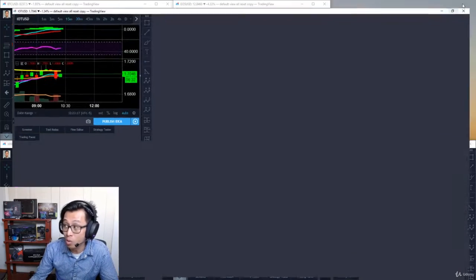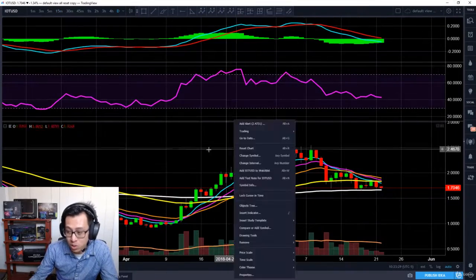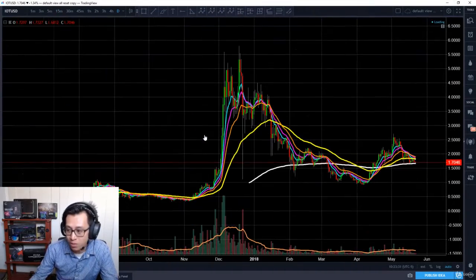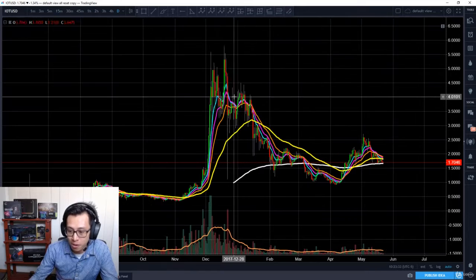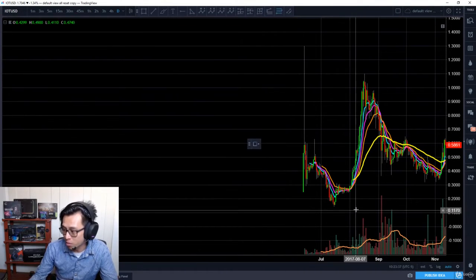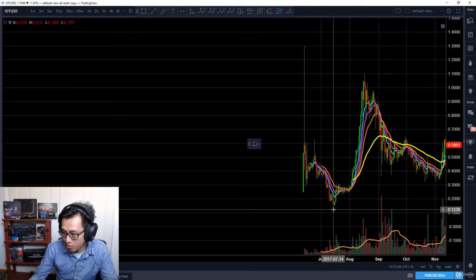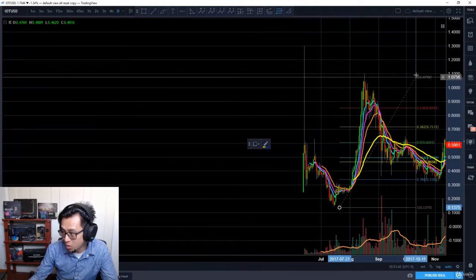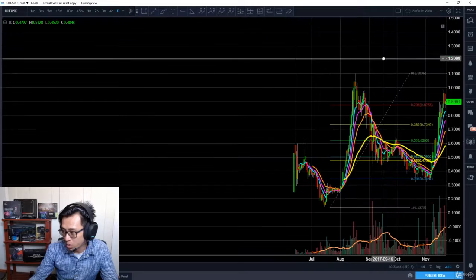So let's look at IOTA, guys. Now, do this on every single coin. Backtrack every single coin that you're trading, and you're going to find that it's very, very relevant. So here, from the beginning of time, take it from the extreme points down here to up there. What do you guys notice?